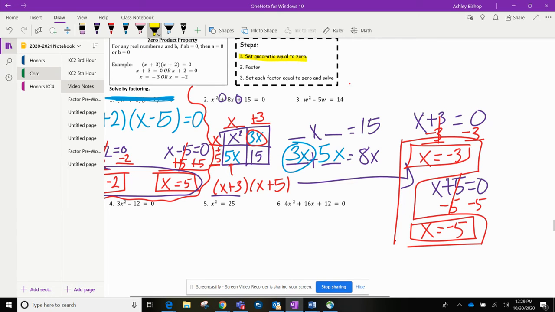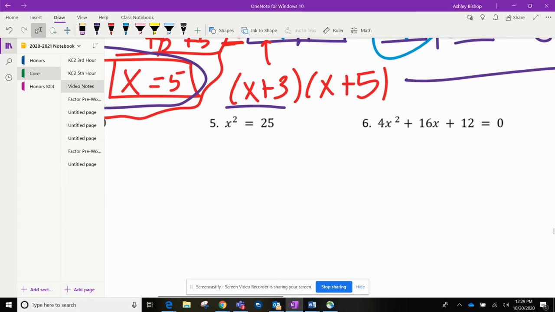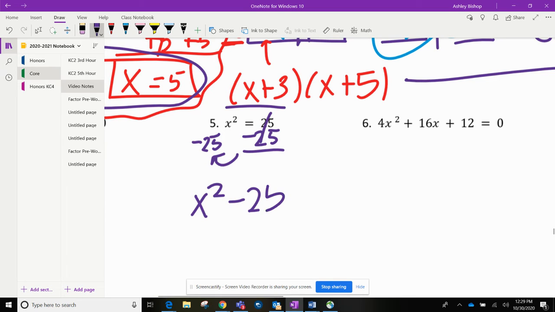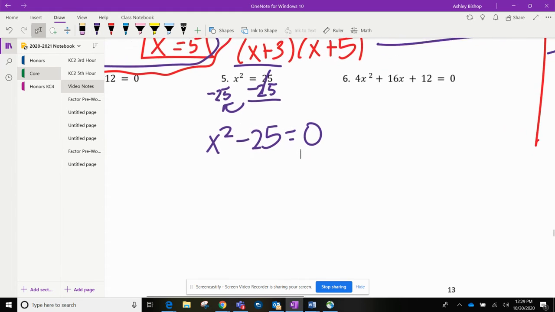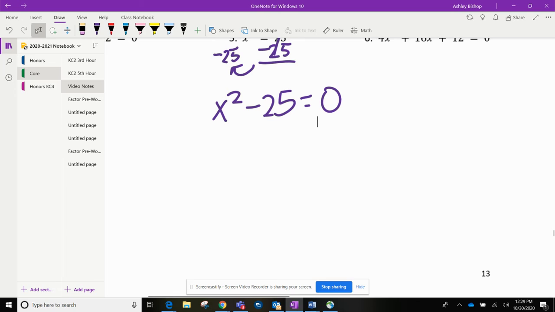I want to make sure that I set the quadratic equal to 0. This is not equal to 0. x squared equals 25. I need to make it equal to 0. So in order to make it equal to 0, I'm going to subtract 25 from both sides. I want to get this 25 over on this side, and I need to do the opposite of positive 25, which is negative 25. So I have x squared minus 25 equals 0 now. So now my equation is set equal to 0. I'm good there. Now I need to factor this.